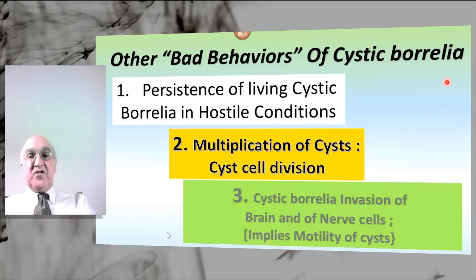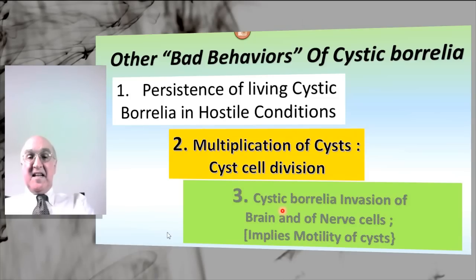Bad behaviors of cystic Borrelia. They persist in living cystic Borrelia in hostile conditions, so they become cystic when these conditions are hostile. There's multiplication of cysts. The cysts can divide like ordinary cells. You can have one cyst that divides into two parts, just like a normal healthy cell, and you have two cysts then.